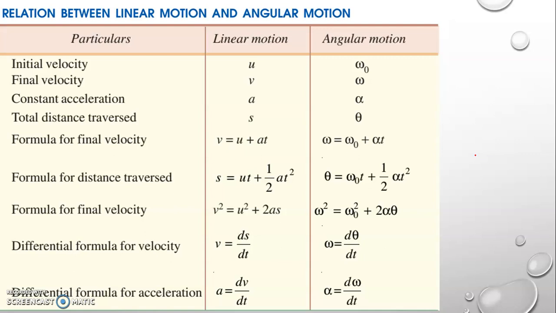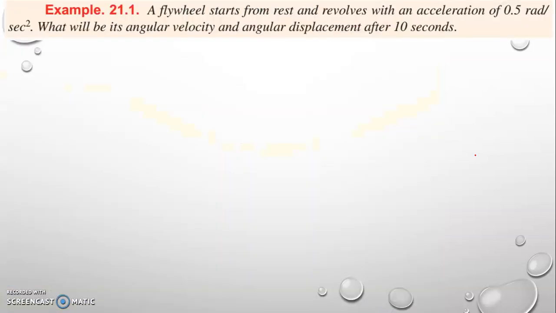And the differential form of displacement will give us the velocity. For a body rotating about an axis, we denote the angular displacement by theta, so the angular velocity is d theta by dt. And the differential form of velocity will give us the acceleration. The differential form of omega will give us alpha. So we will go to our initial problems.